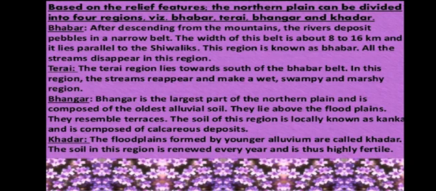Bhangar. Bhangar is the largest part of the northern plains and is composed of the oldest alluvial soil. They lie above the flood plains. The soil of this region is locally known as Kankar and is composed of calcareous deposits. Khadar. The flood plains formed by younger alluvium are called Khadar. New alluvial soil is there. The soil in this region is renewed every year and is thus highly fertile.